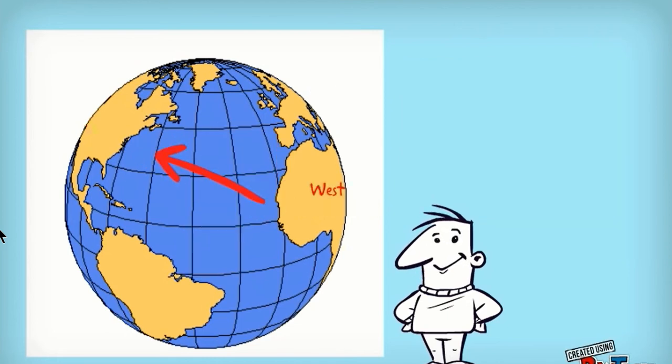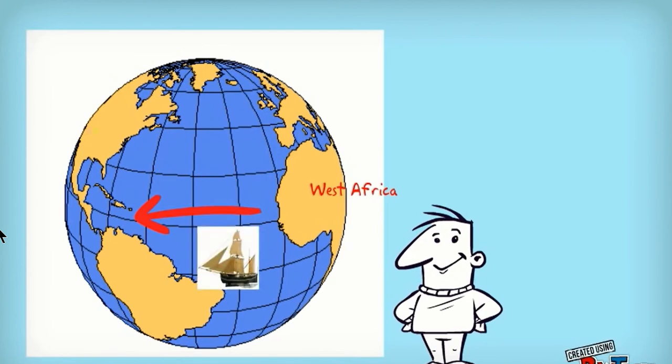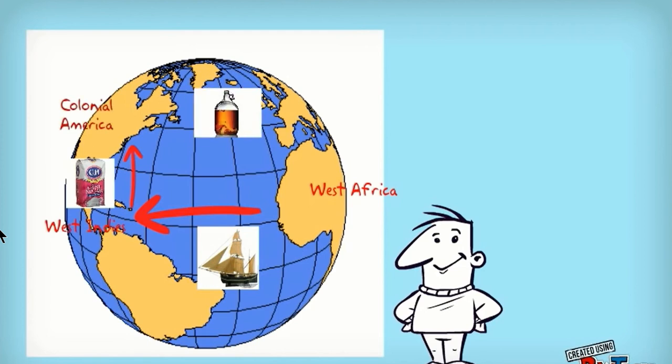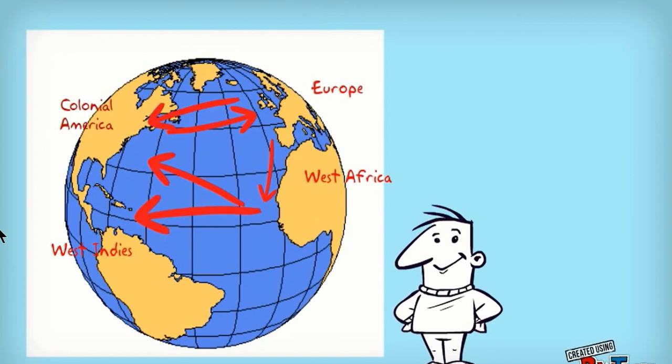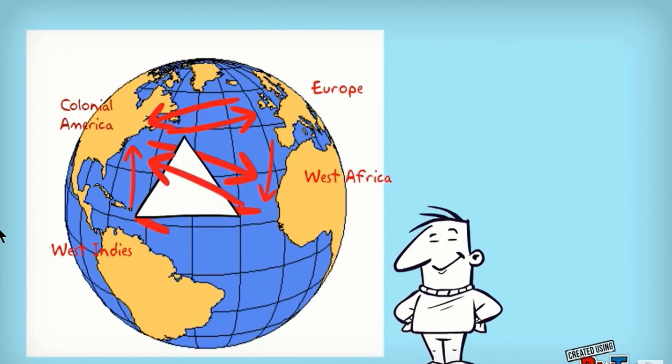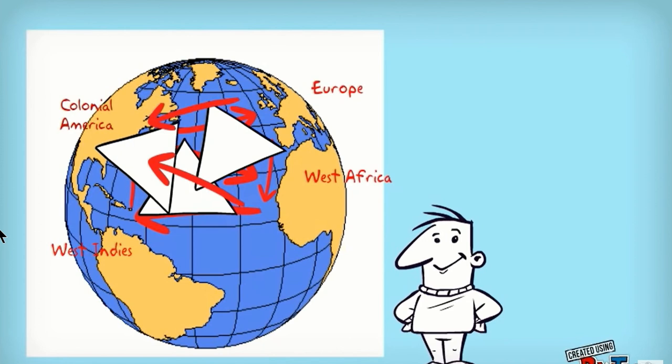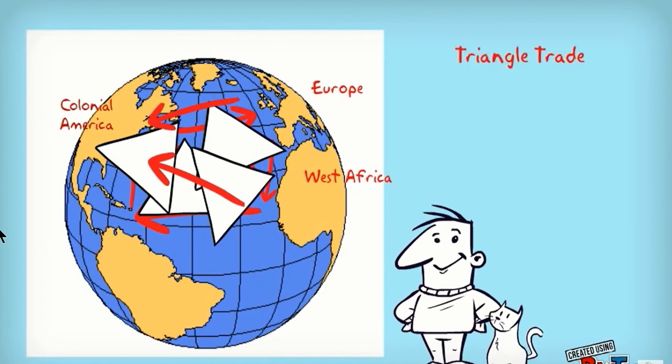Now, sometimes slaves were sent to the West Indies to work on the sugar plantations, and then the sugar would be sent up to the American colonies to make, among other things, rum. And the rum would be shipped to West Africa in exchange for more slaves, and that's another triangle. So, let's review. You've got colonial America trading with Europe, trading with West Africa, trading with the West Indies, and back and forth, and they trade across the Atlantic Ocean, and all of these triangle shapes just start popping up all over the place. Thus, triangle trade.